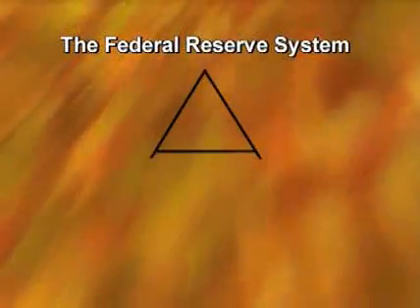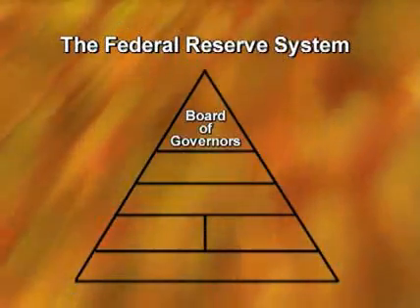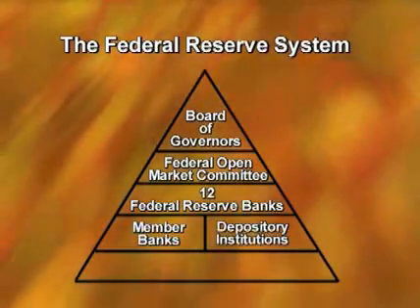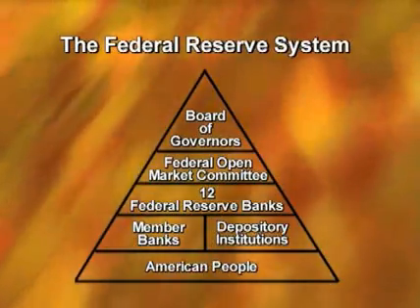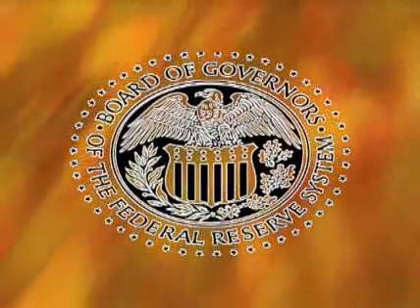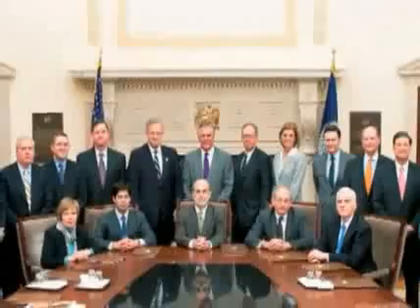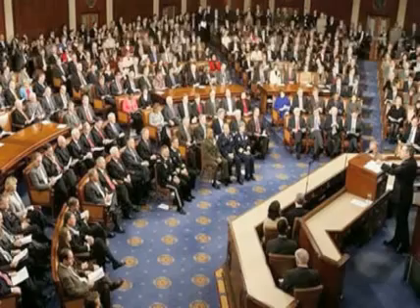The Federal Reserve System has a few branches or parts to it. There's the Board of Governors, the FOMC, the 12 district reserve banks, member banks, and other depository institutions, and the American people. What is the Board of Governors? Who are the members? The Board of Governors, also known as the Federal Reserve Board, is the group that manages and supervises the Federal Reserve System. The President appoints 7 members or governors to the board, and the Senate must approve of his choices.